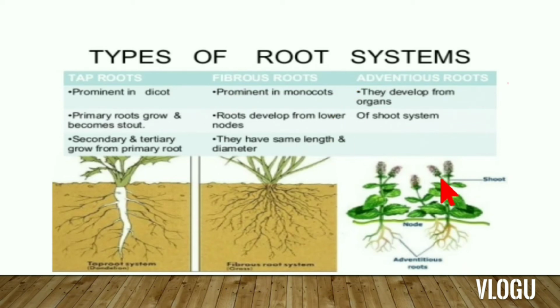But there is one more root system which is called the adventitious root system. The characteristic difference between adventitious and fibrous is that in adventitious, the roots, the minute hairy structures, can emerge or develop from any part of the aerial shoot system. So that is one striking feature between the adventitious root system and the fibrous root system.